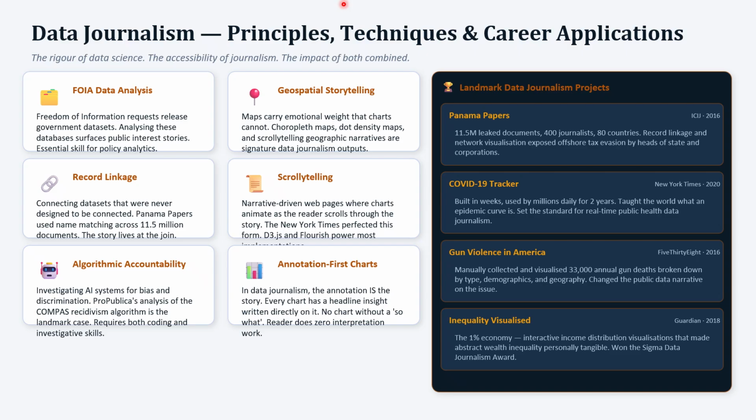Like ProPublica's COMPAS analysis found that the recidivism prediction tool used in US courts had a higher false positive rate for Black defendants than white defendants. So that is data journalism as civil rights investigation. And the annotation-first chart, where every chart has an insight written directly on it. The reader never has to interpret anything themselves, right? So the four landmark projects show a range from a multi-tier multinational investigation to the real-time pandemic tracker.